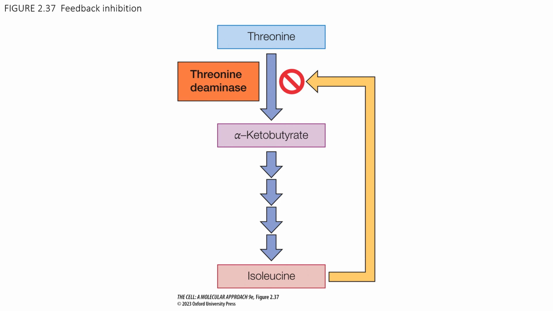So it's like a feedback inhibition loop. When you have too much of it, it'll start to slow things down. It'll start to inhibit the threonine deaminase. And then once the levels of isoleucine get too low, it'll reactivate and also convert threonine back into isoleucine.